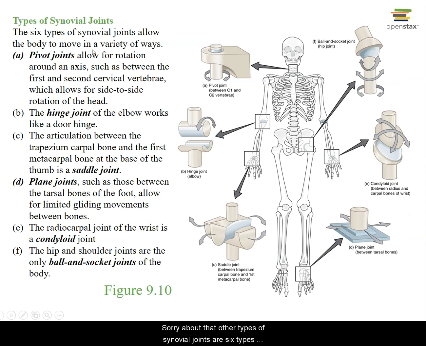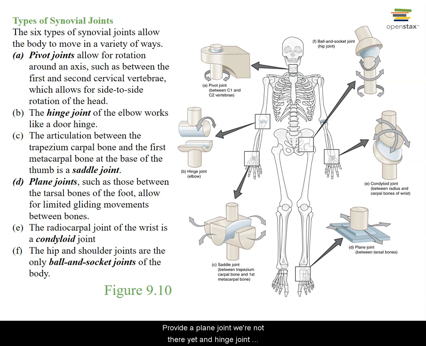Okay, other types of synovial joints. There are 6 types here. Pivot joint allows for rotation around an axis, such as between the first and second vertebrae. Remember the names of the first and second vertebrae? The C1, C2, the atlas and the axis. Which, by the way, there's very little movement between the atlas and the axis. It is the collective movement of all the cervical vertebrae that gives you the ability to move your head from side to side.